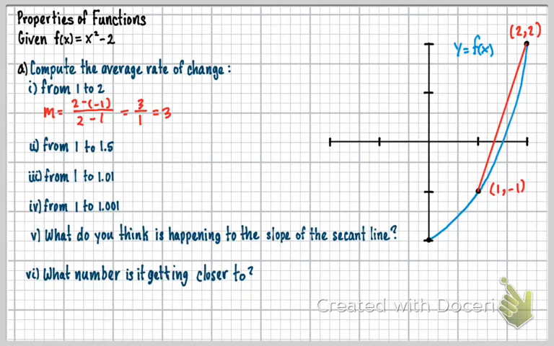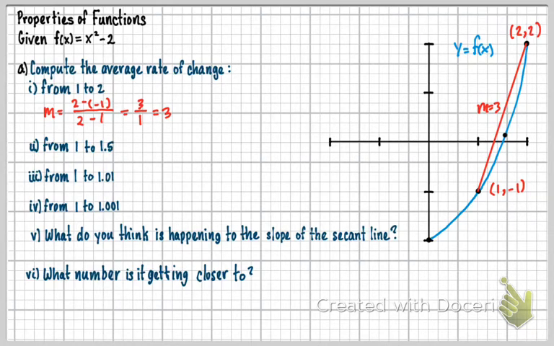Now, I'm not going to calculate all of these by hand. A lot of them I'm going to do by hand, but I'm just going to do it really quickly. So that's the first one there. So that's how we find it. So the slope of this line is 3. Now we're going to look at number II here, which is this one down here. And we're going to go from 1 to 1.5.